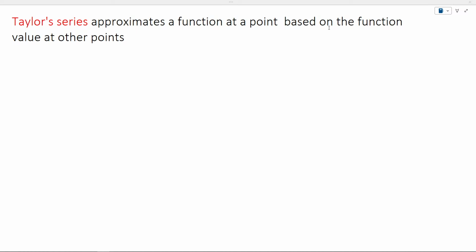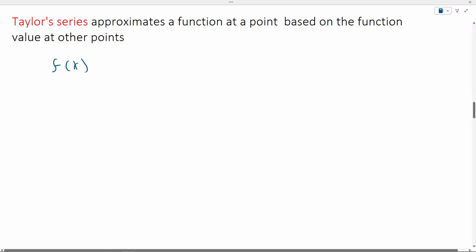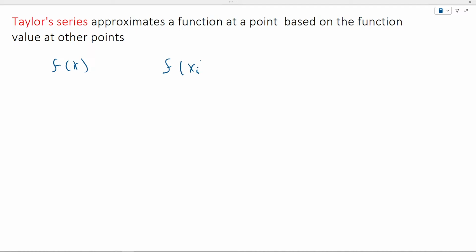So let's say I have a function, that's my function f of x. I want to approximate this function around a point, let's say f of x_i. I want to obtain f around that point with a step size. Let's say I will have a step size h. That's my step size.